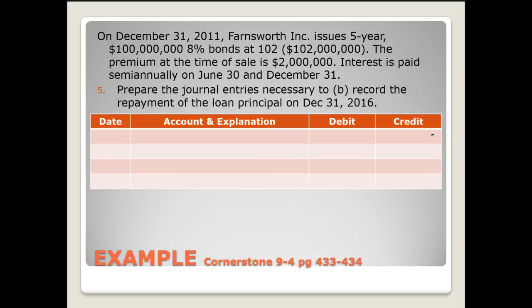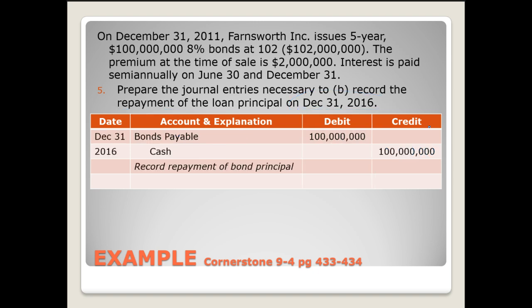How would we record the repayment of the loan? Well, whether you've got a par value bond, a discount bond, or a premium bond, the journal entry for repayment at maturity is always going to look the same. It's always going to be a debit entry to bonds payable for the full par value of the bond, so $100 million, and then a credit entry to cash for whatever the par value or face value is.